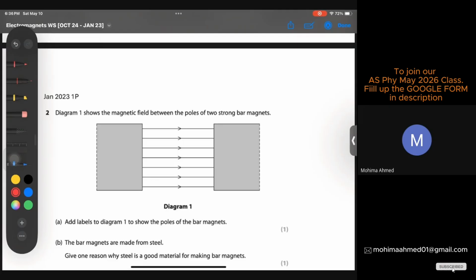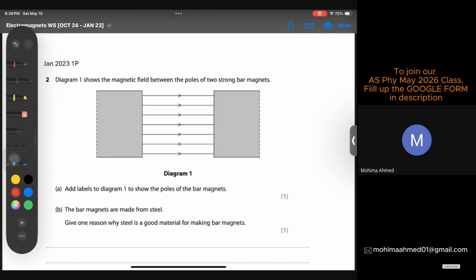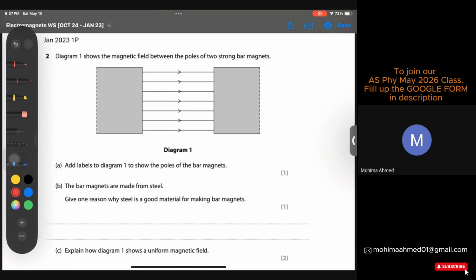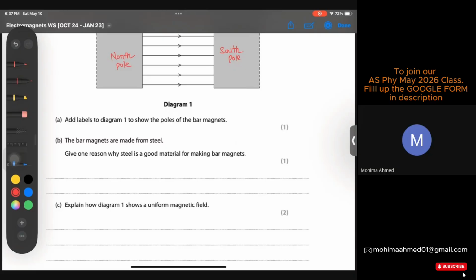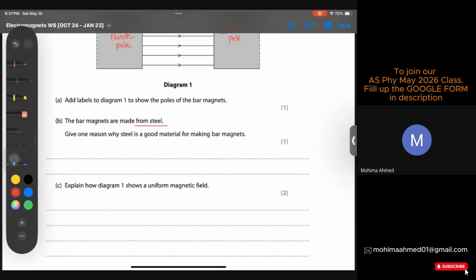Okay, so we are starting with this question 2. Diagram 1 shows magnetic field lines between two poles of bar magnets. Add labels, which basically have to identify the poles. I understand field lines are going from the left to the right. That means this is your north pole, and this one is your south pole. Right, that's it. Then the bar magnets are made up of steel, and give one reason why steel is a good material for making bar magnets.